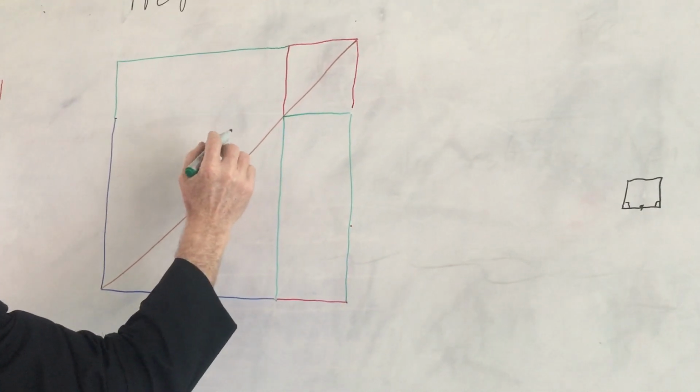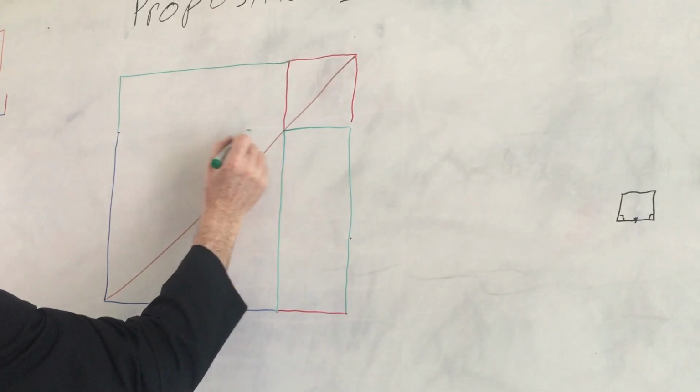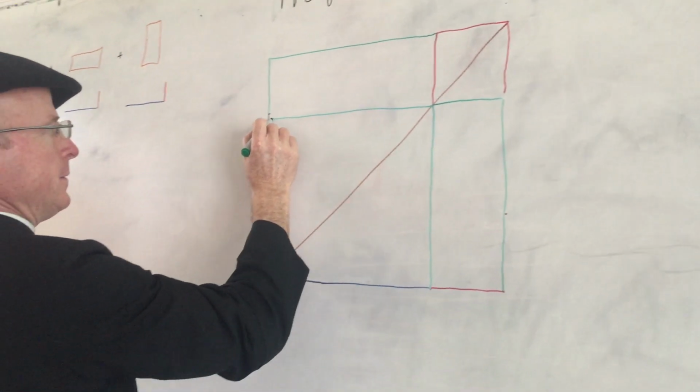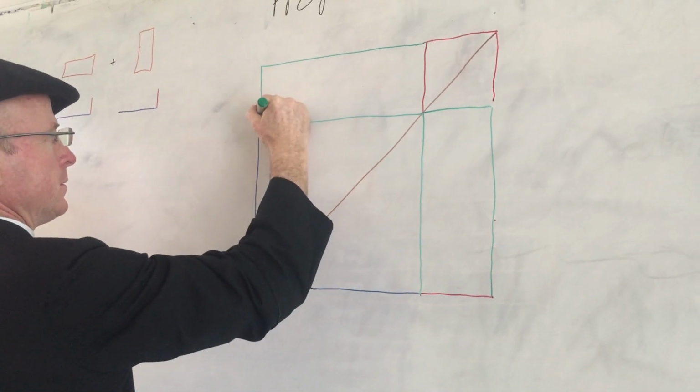Okay? And then draw it through until it reaches it. Draw it through, continue the line. Okay? Great.